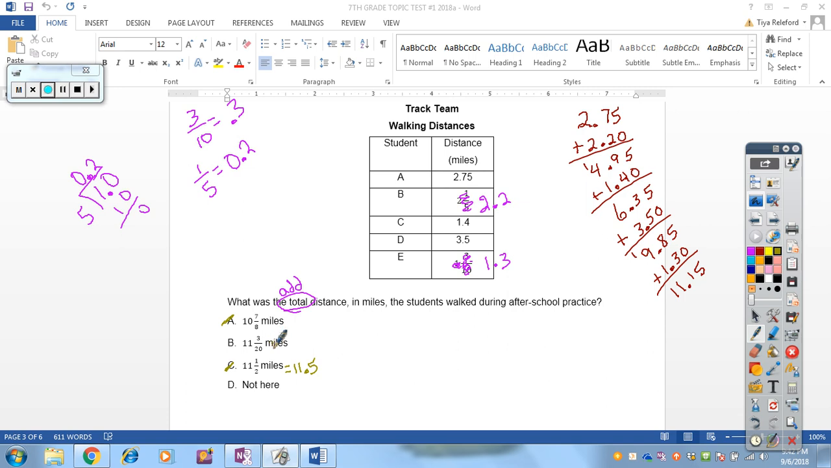Okay, so here's the truth. I have only seen it not here like once on a CBA, and I've been in 7th grade for 6 years. One time was it not here. It is almost always here. So let's check 3/20 to see what it is as a decimal. That will tell you if the answer is B or D.